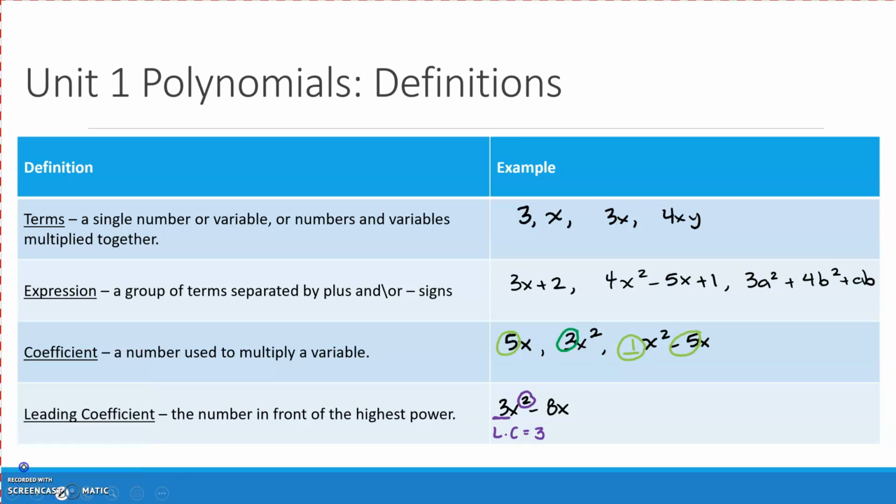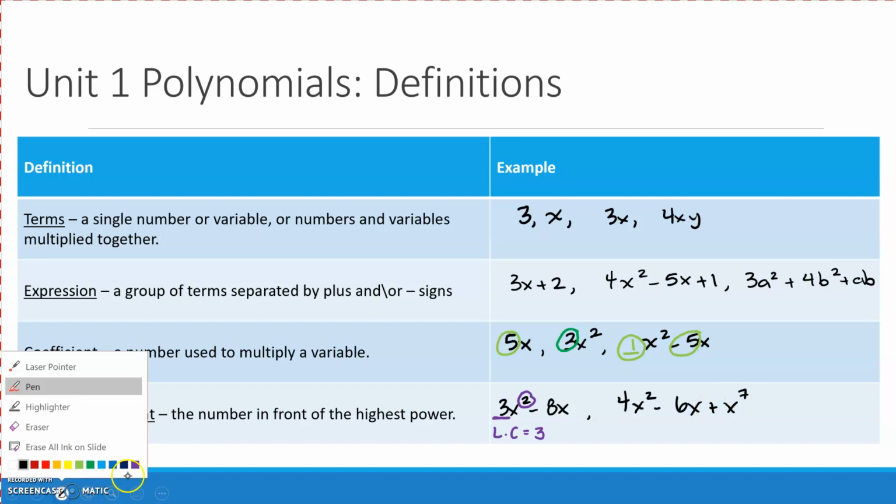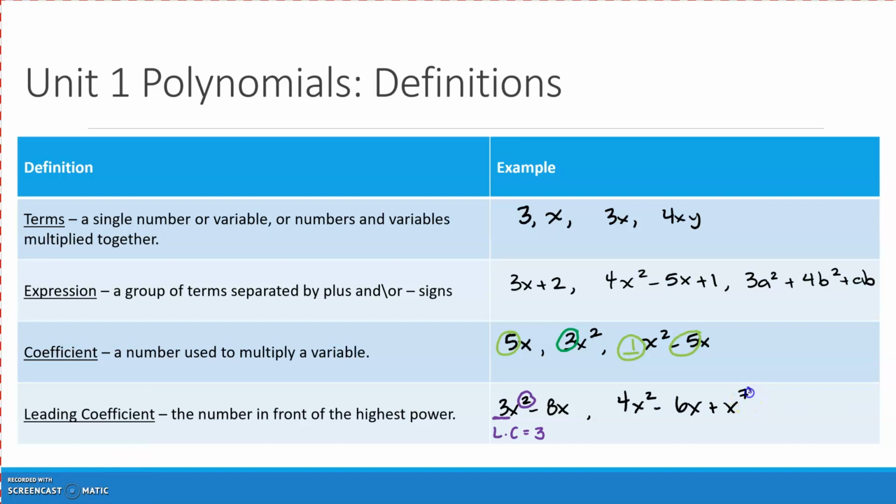If I have an example like 4x squared minus 6x plus x to the 7th, then I am again in search of finding the highest exponent. The highest exponent is 7, so the number in front would be the leading coefficient. Since there's no obvious number there, we assume there is a 1. So that means that the leading coefficient is 1.